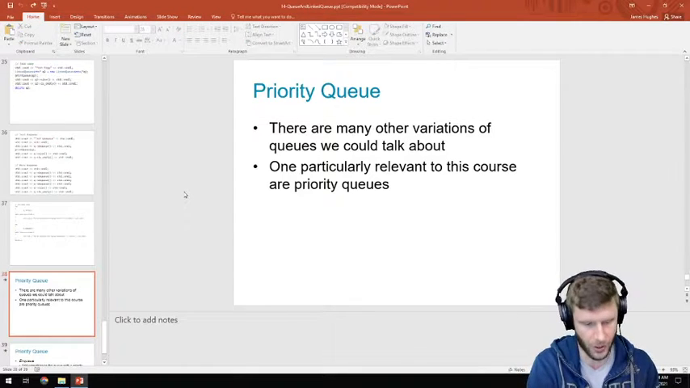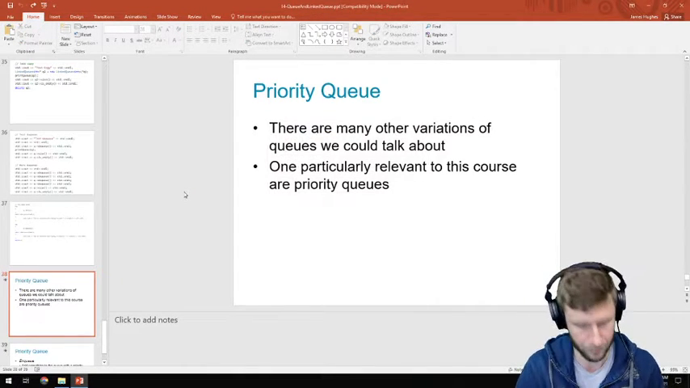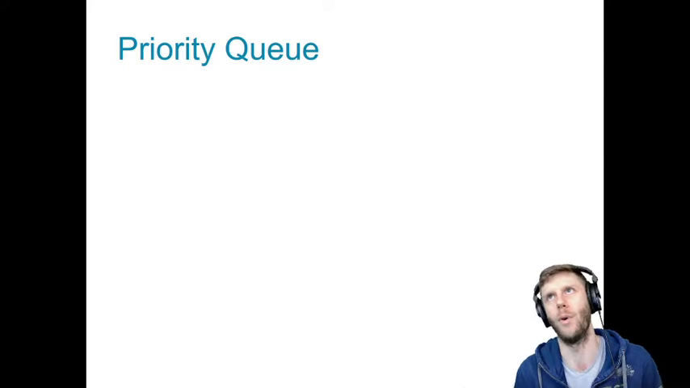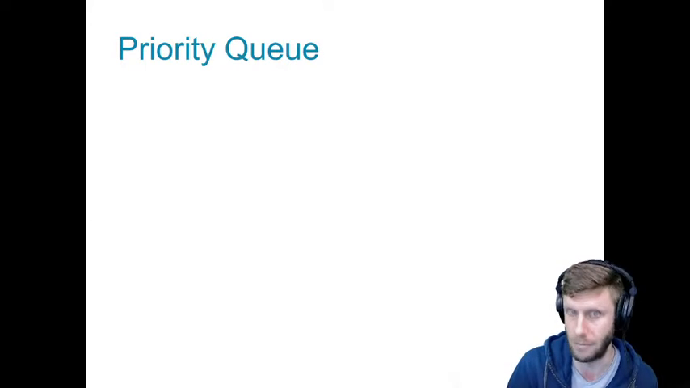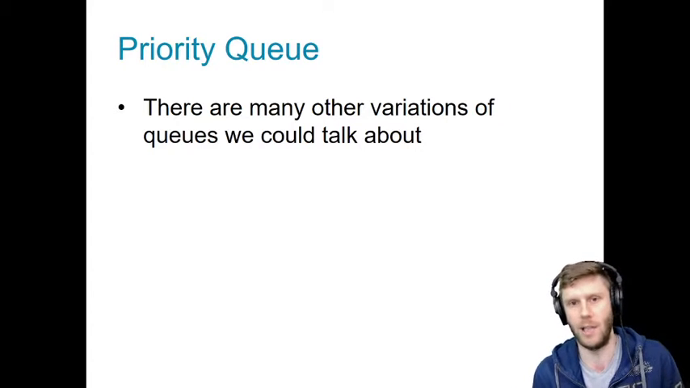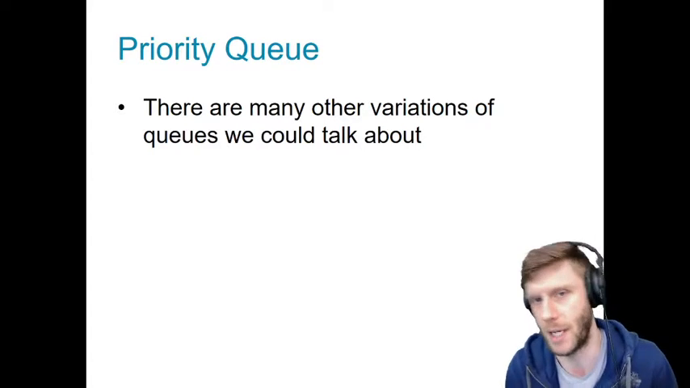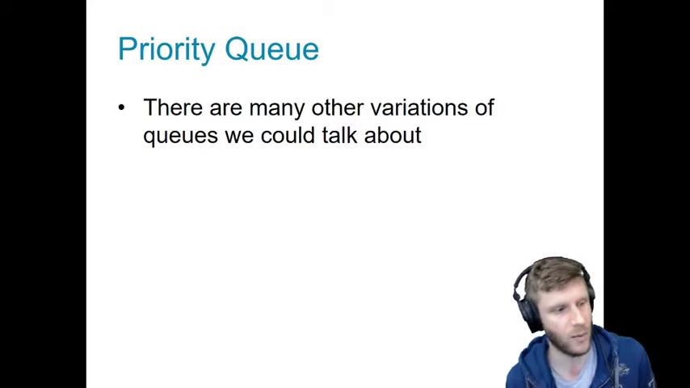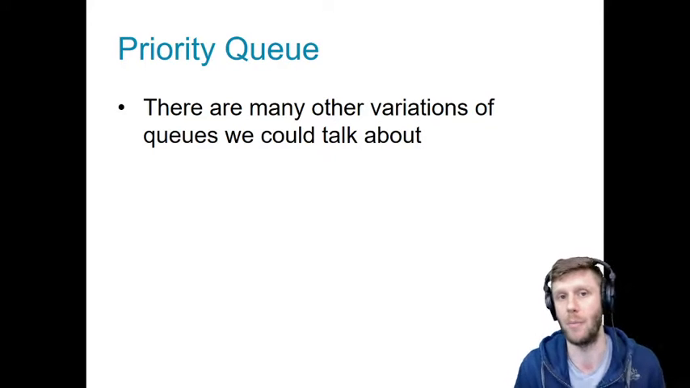Priority queue. And this is going to be important for your assignment 3. A queue is a very high level idea, and then we can have very specific implementations of a queue. We can decide, well, I want to have a very special queue, for example, a priority queue.